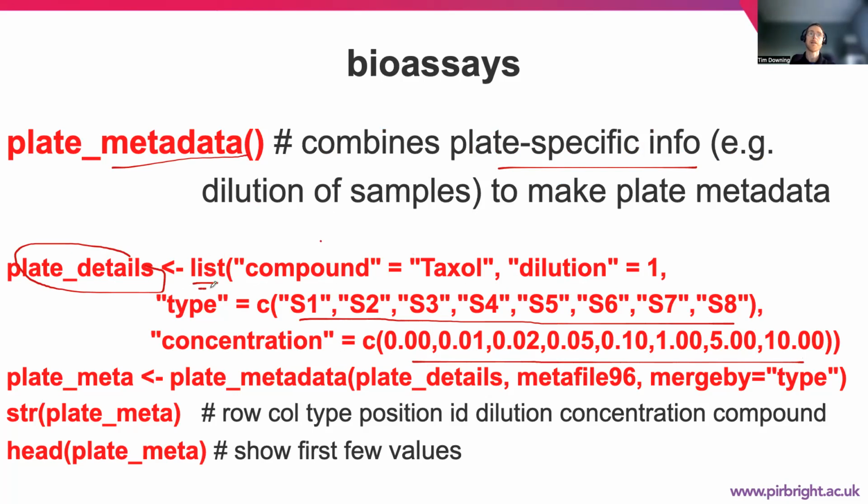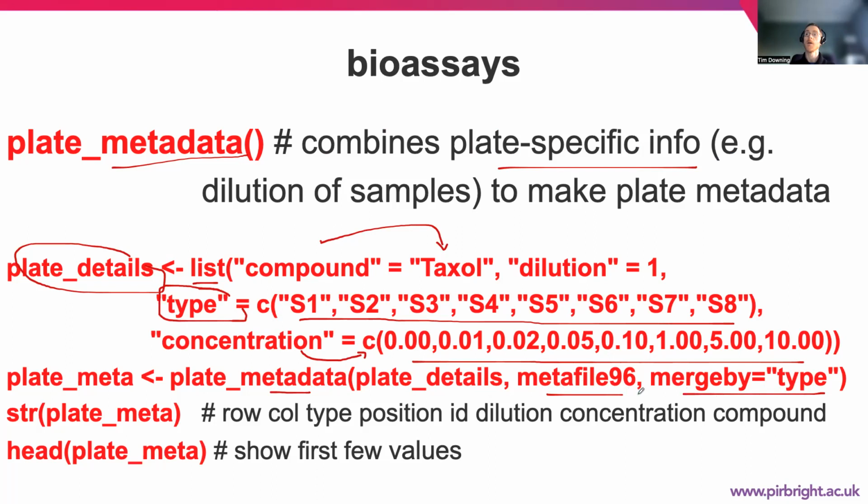I note that it's a list format, so that's why we have a list entry corresponding to this descriptor here, taxol. The same for concentration and that vector. So that list is then read in by the plate_metadata function, as well as the metadata, and we're merging it by type. So you can see there we have a type column here specified in our plate details, which is also going to be in our plate_meta_file_96 as well.